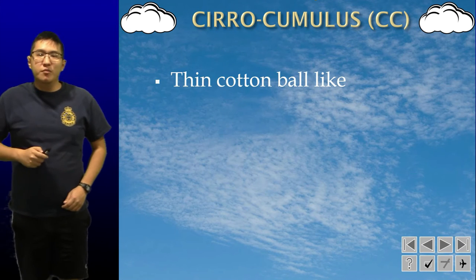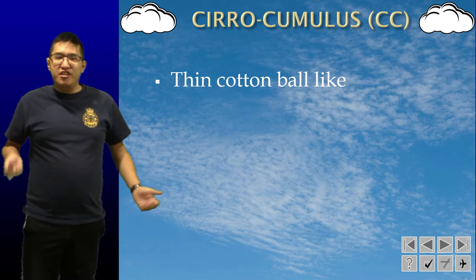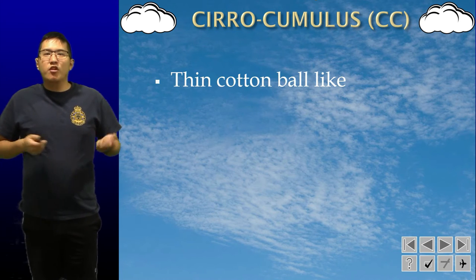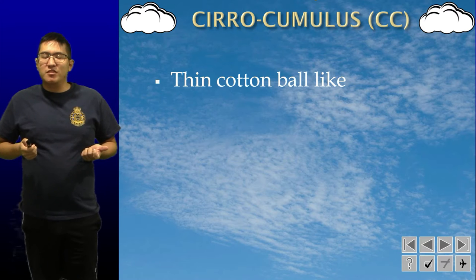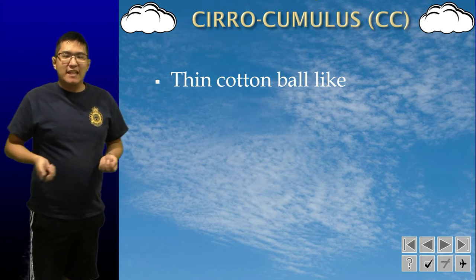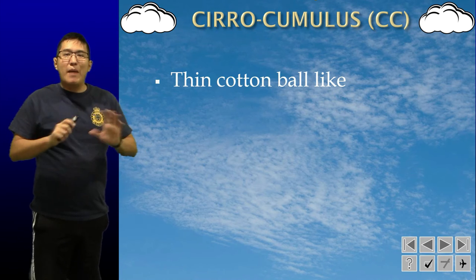Next is cirrocumulus with the abbreviation CC. These are thin cotton ball-like clouds, more kind of like scales. There we go. Scales from a fish, kind of like a mackerel sky.